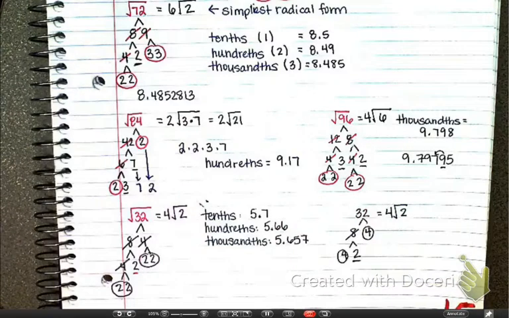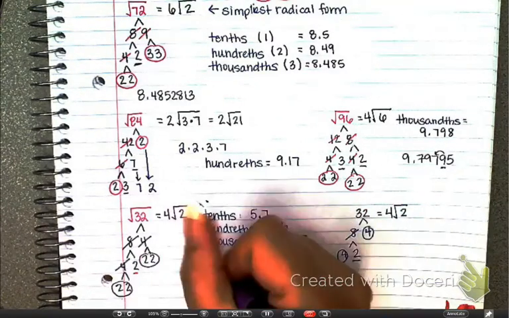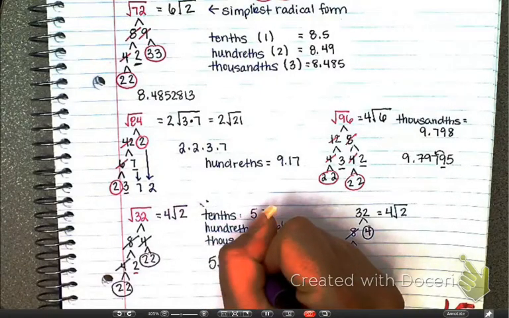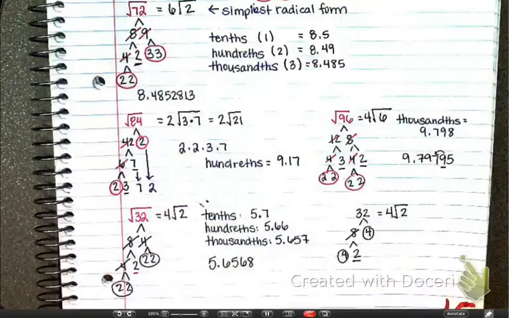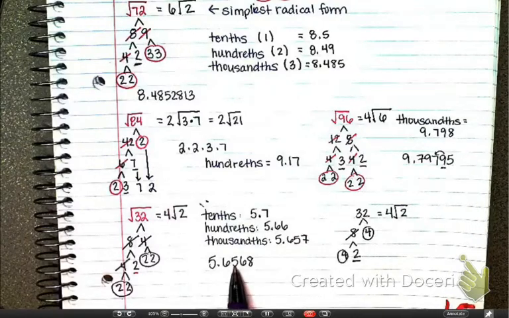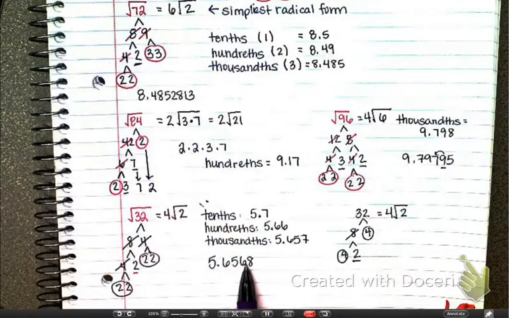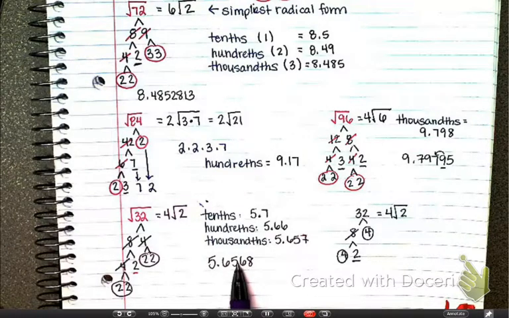5.657. So your full decimal was 5.6568. That's really all I need. So the 5 rounds the 6 up to a 7 for the tenths. The 6 rounds the 5 up to a 6 for the hundredths. And the 8 rounds the 6 up to a 7 for the thousandths. Okay.